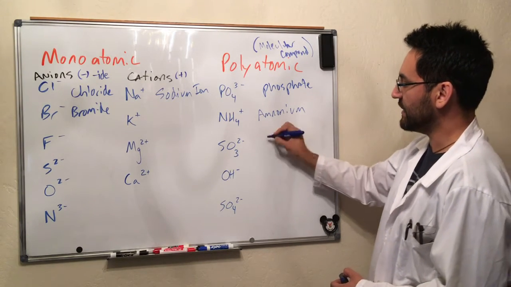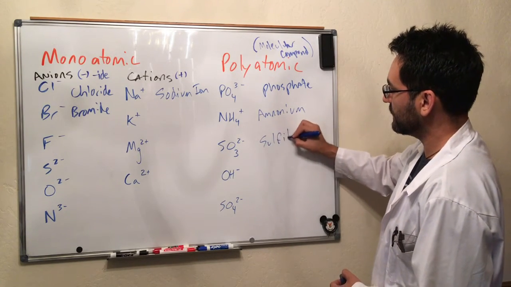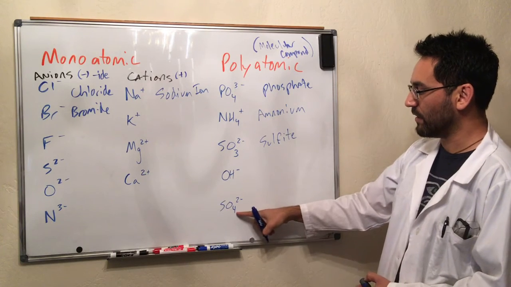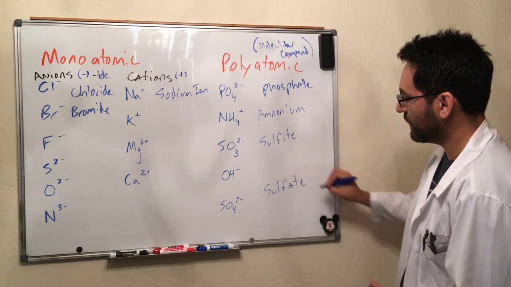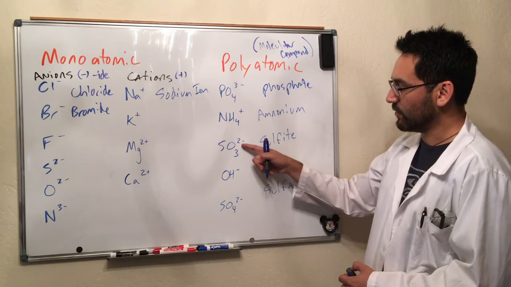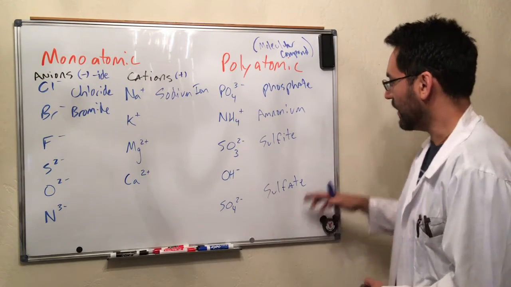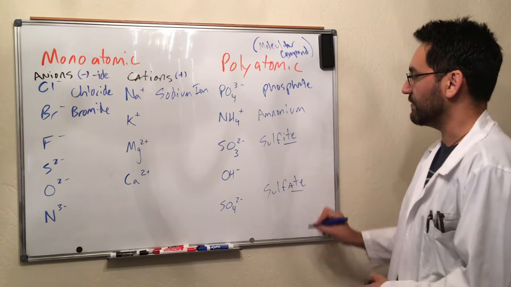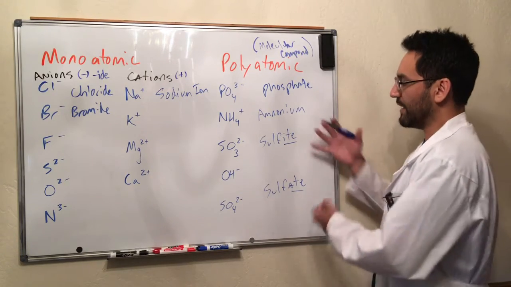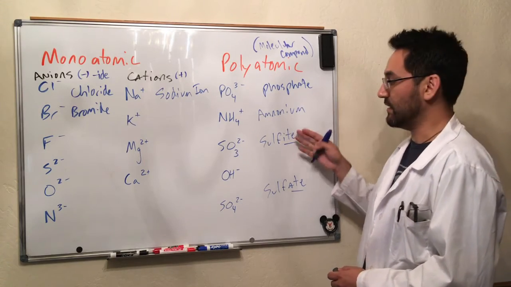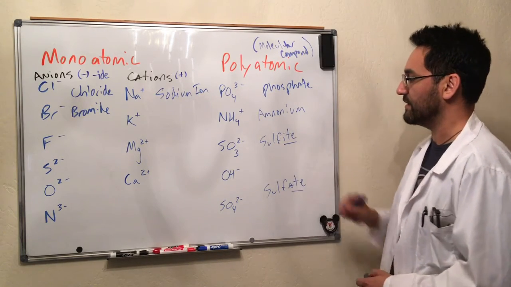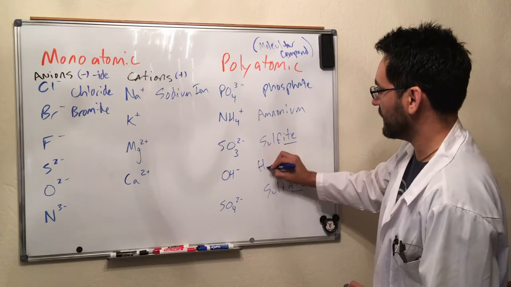SO3 2- is sulfite. SO4 2- is sulfate. They're only different by 1 oxygen. But this ending, sulfite and sulfate, I'll do a video where I can show you how to actually figure out how many oxygens a compound has based on the ending. This is hydroxide.